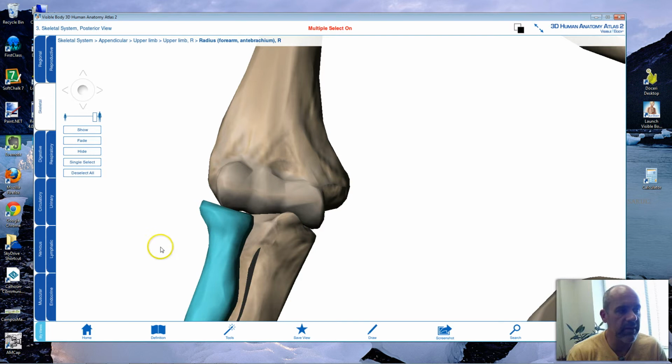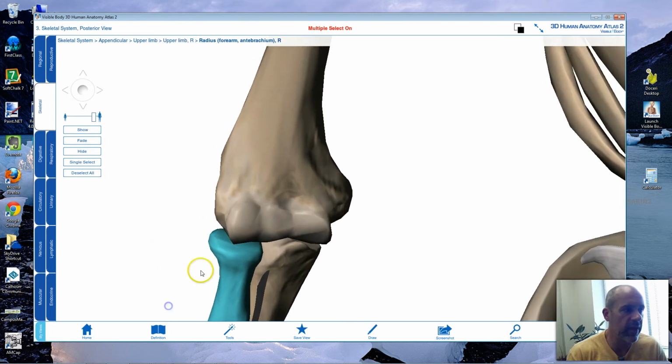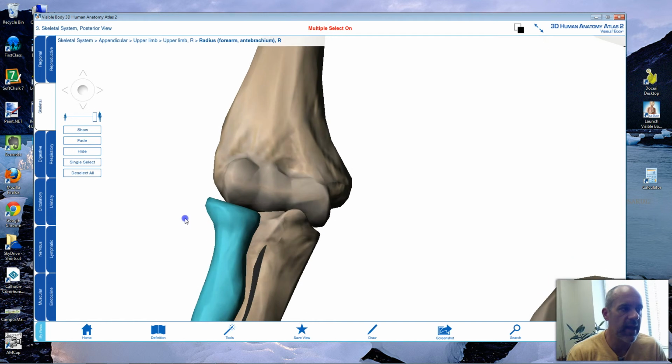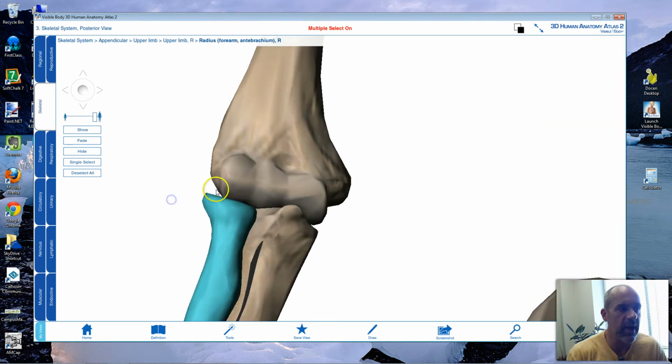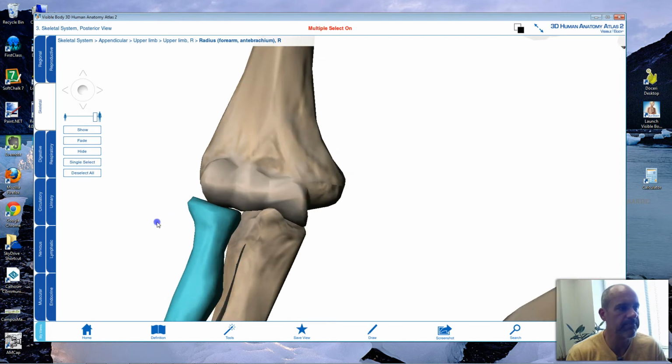All right, this bone is called the radius. And if we kind of rotate it around, you can see it has a round-shaped head. This is the head of the radius. And the head of the radius, which really does look very circular, contacts the capitulum. That's where those two bones form their articulation.